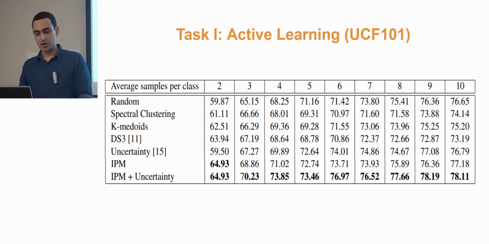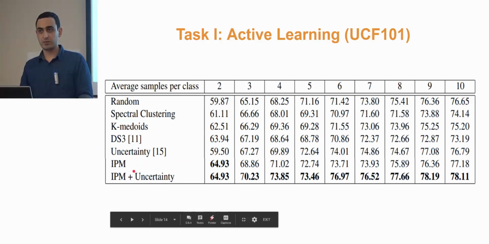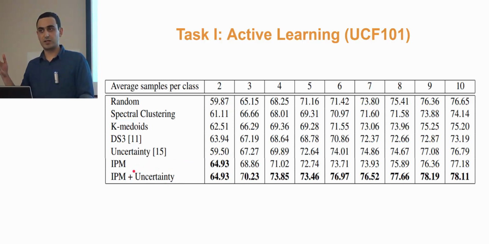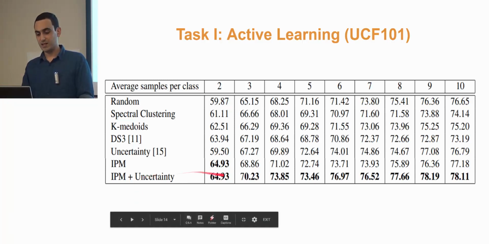But if you use our proposed algorithm, you can see that even at the first cycle, we can get a very good improvement over other methods. And we can also incorporate uncertainty in our selection method. So instead of just selecting the samples that are very correlated with the singular vector, we can select the samples that are correlated with the singular vectors and we are uncertain about. In that way, we get the best results.